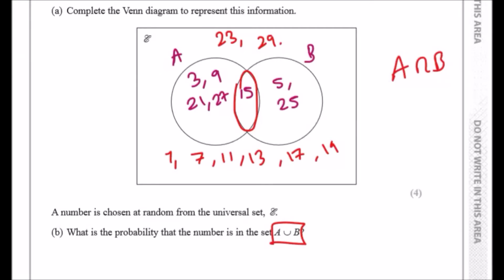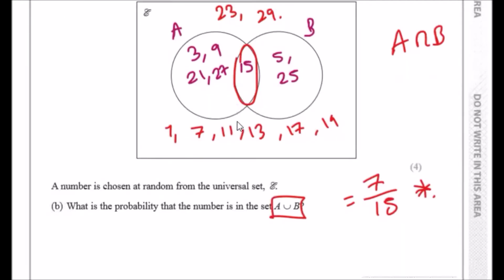So let's just count. Inside A union B, we've got 1, 2, 3, 4, 5, 6, 7. So we've got 7 elements. And how many are there altogether in the universal set? We've got 1, 2, 3, 4, 5, 6, 7, 8, 9, 10, 11, 12, 13. Wait, only 13? Hold on. 1, 2, 3, 4, 5, 6, 7, 8, 9, 10, 11, 12, 13, 14, 15. So 7 out of 15. That should be the correct value. So always double check your counting, yeah?